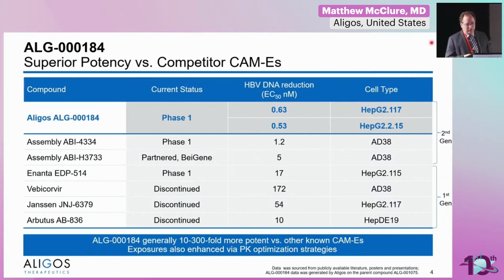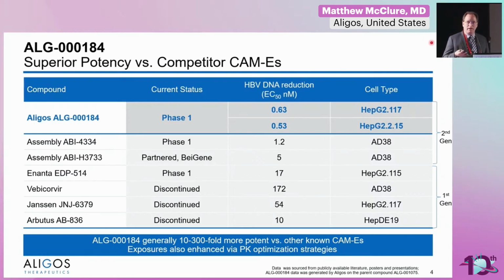You can see here a list of a variety of CAMs that have entered clinical development. And what you can see is that ALG-184 is picomolar in terms of its potency. In fact, it's anywhere between 10 and 300-fold more potent than the first generation capsid assembly modulators. And that really matters when you consider that you need to have at least a 10-fold higher concentration in the liver to achieve that secondary mechanism of action.